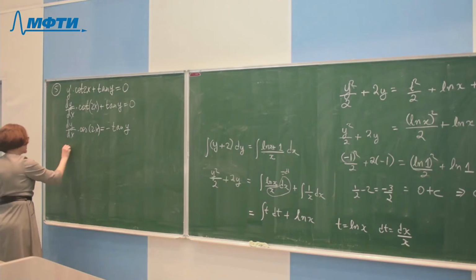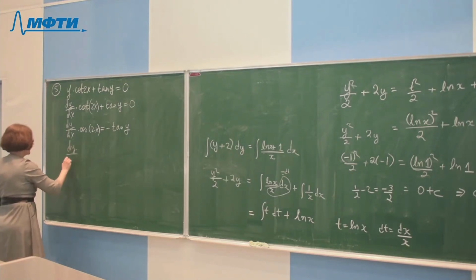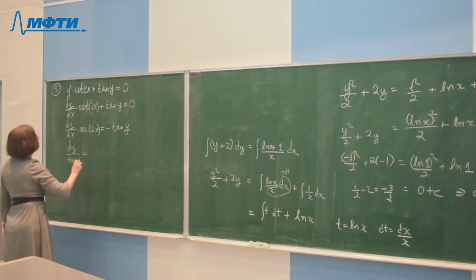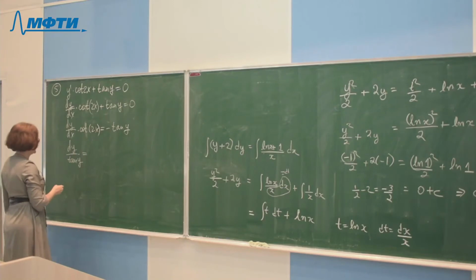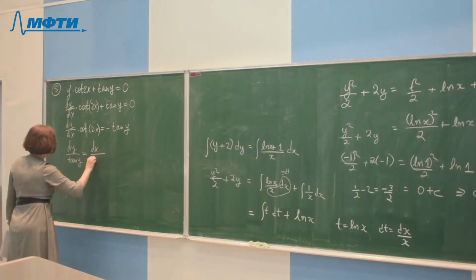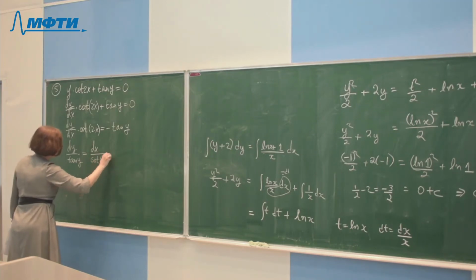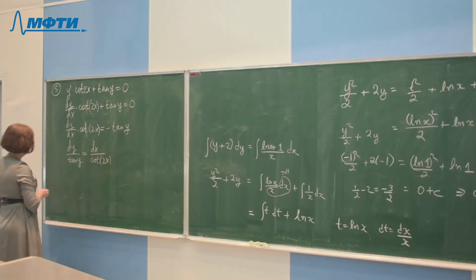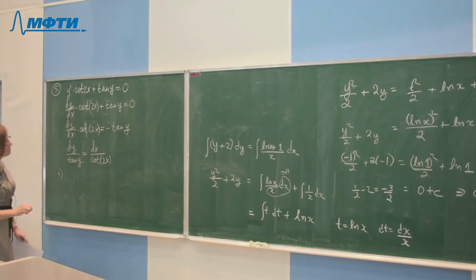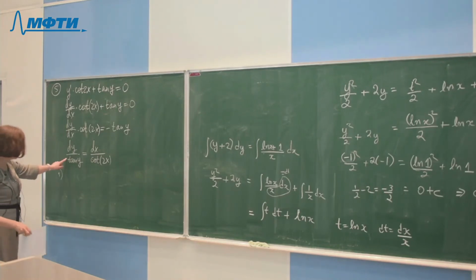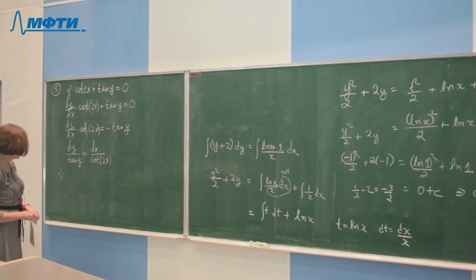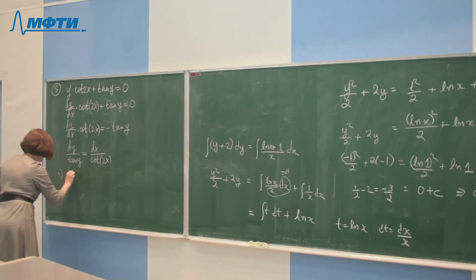Then separate variables. dy over tan y equals, so it's not cos, it's cot. It is cot. Equals dx over cos 2x. Okay, so let's consider the case when tan y is equal to 0 or cos 2x equals 0. So let's consider them separately.